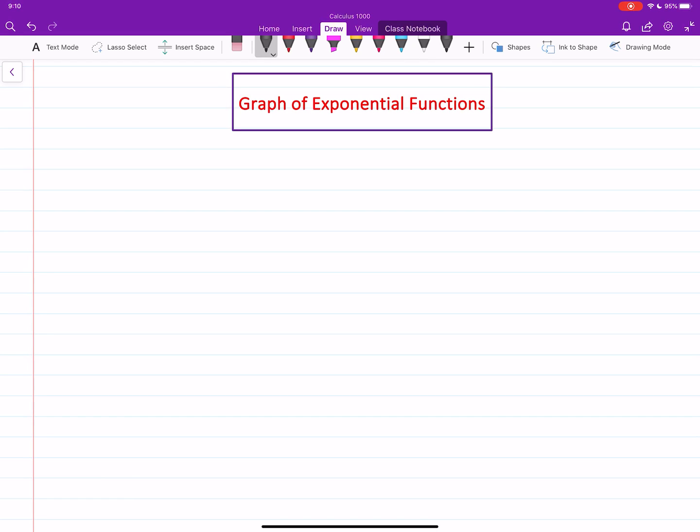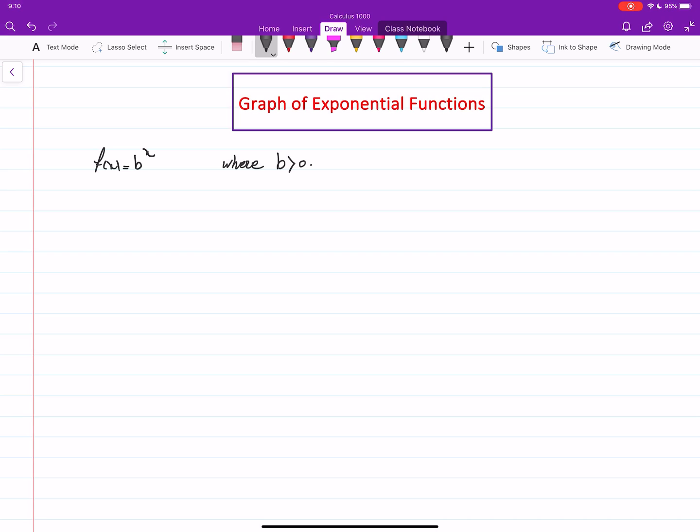Hi, in this video we will learn about the graph of exponential functions, how they look, and how we can use transformations of these graphs to find a sketch of the graph of more general functions. To start with, let me recall that when we say exponential function, we mean a function of the form b to the power x, where b, the base, is a positive number.